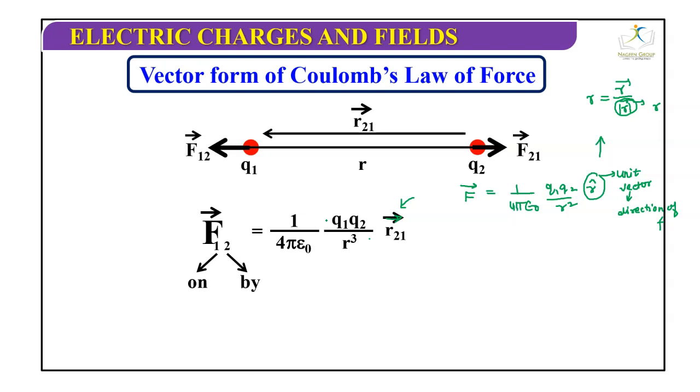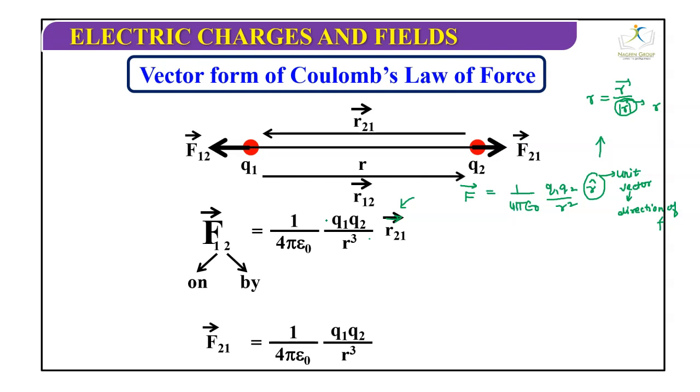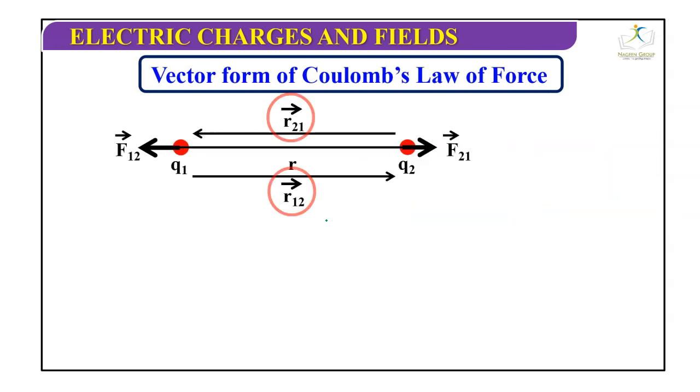Hope I am clear. Similarly, F21 gives the value 1 by 4 pi epsilon naught Q1 Q2 by r cube with this direction r12. Clear? Now, both directions are shown in the form of a displacement. Now, r12 is equal to minus r21, because as you can see, the directions are opposite, but the distances are equal. Magnitudes are equal.